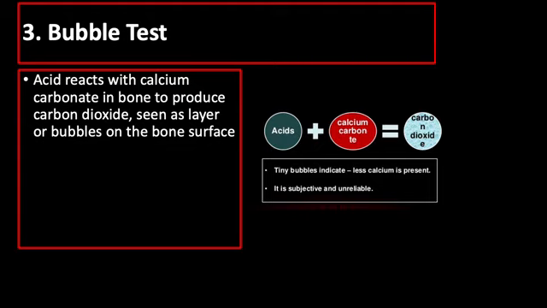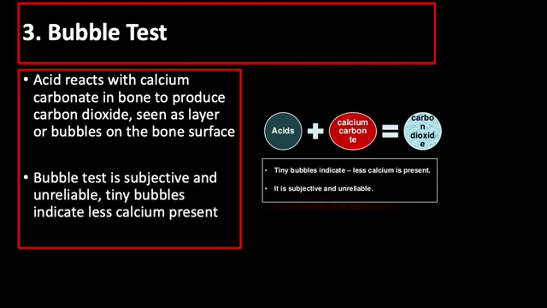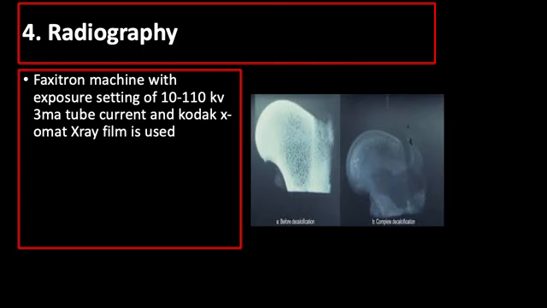So another test is bubble test, where acid reacts with calcium carbonate in bone to produce carbon dioxide, which is seen as layer of bubbles on the bone surface. However, the bubble test is subjective and unreliable, and the presence of tiny bubbles indicate less calcium present. And lastly, the last method that may be used to check endpoint of decalcification is radiography or X-ray, which is best for large specimens.